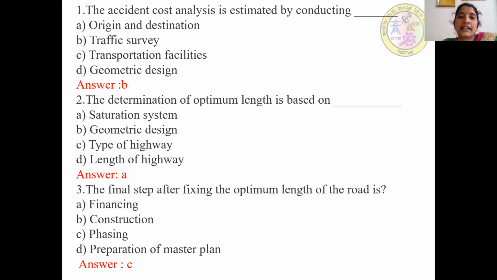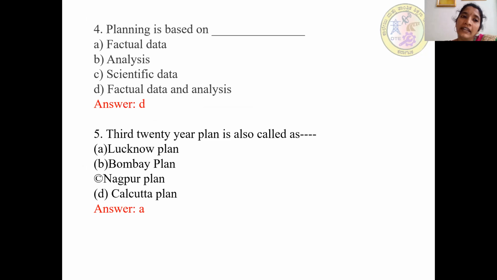Here the accident cost analysis is estimated by conducting a traffic survey. Next, determination of optimum road length is based on the saturation system. The final step after fixing the optimum road length is phasing. Planning is based on factual data and analysis. The third 20-year plan is also called the Lucknow plan.